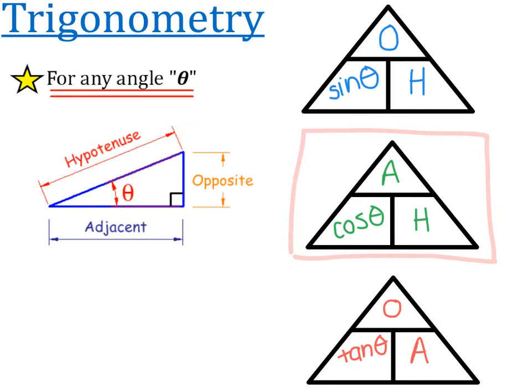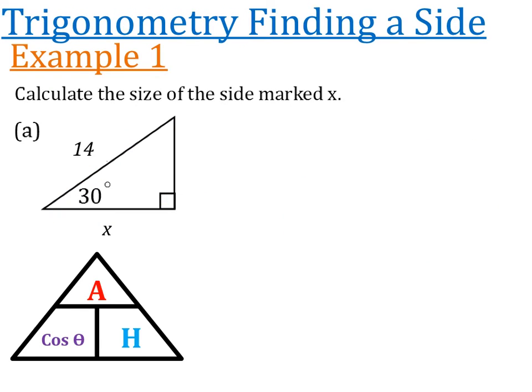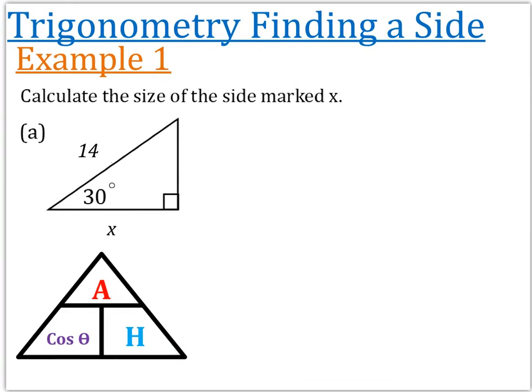So we will go ahead and try one of these questions, okay? We're going to try to calculate the size of the side that is marked with the letter X. Hopefully you watched the video from the other day, and you remember what I told you the first step is. Step 1 is always going to be to label your triangle with the letters H for hypotenuse, O for opposite, and A for adjacent. So let's go ahead and do that.